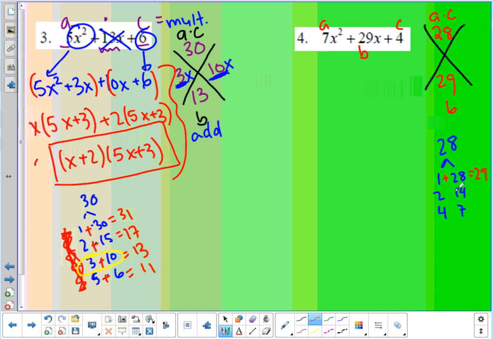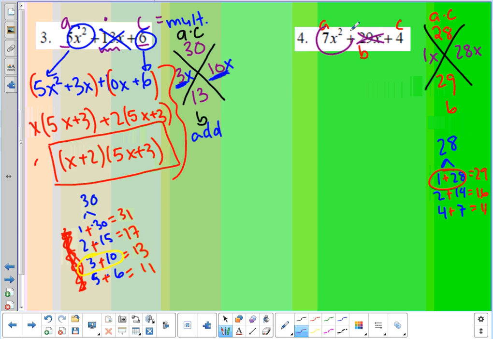This one adds to 29, so that looks like it could be my winner. This one adds to 16. This one adds to 11, so it's got to be the 1 and 28. So that is what I now split my middle into, 1 and 28. Remember that you're going to end up writing x's on them because you're splitting that middle term into something that's equivalent to that original middle term. So 29x just now becomes 1x plus 28x.